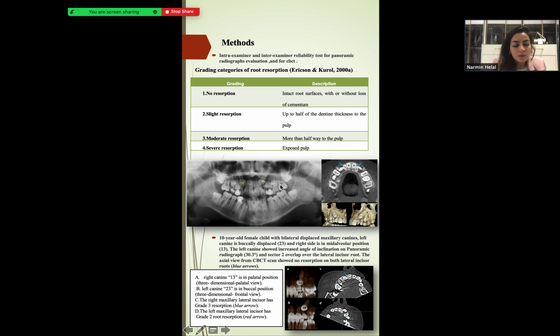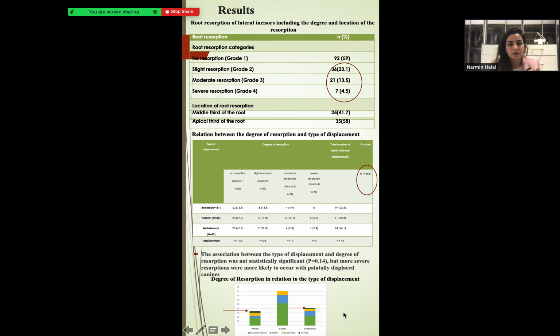So this is an example. We have here a panoramic x-ray with 1-3 mid-alveolar and 2-3 buccally displaced. We took CBCT at baseline, and if you look here, the grading for the root was grade 1, so we had no resorption in this case. This is another case. I just wanted to show you the more severe cases. This is a palatally displaced 1-3, and here we had grade 3 or moderate resorption, and in the second case, the 2-3 here actually had grade 2 or slight resorption.